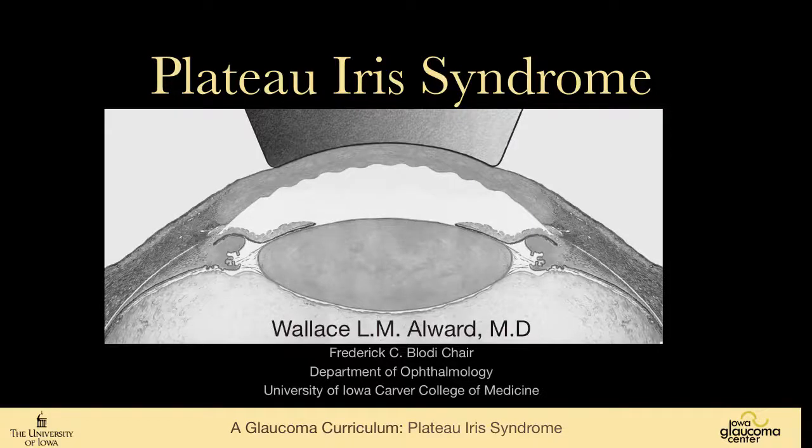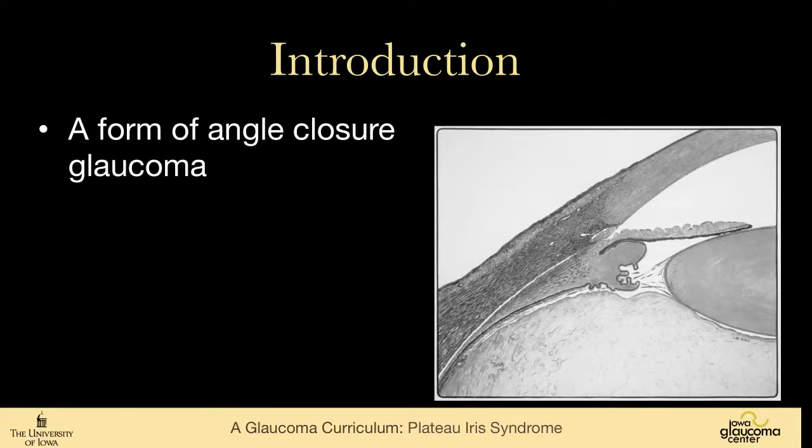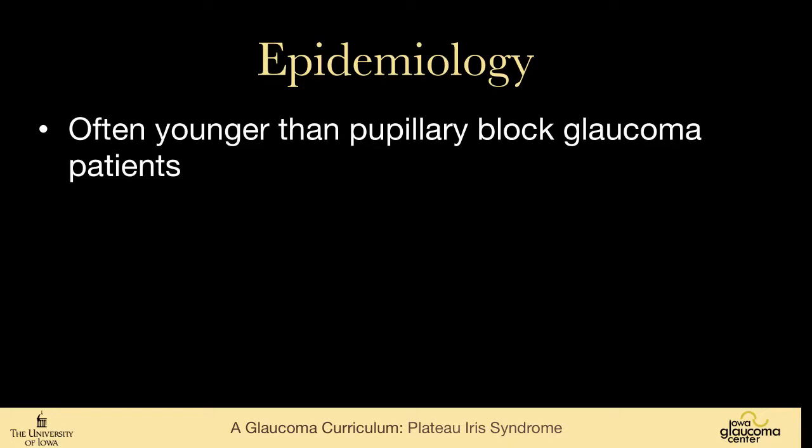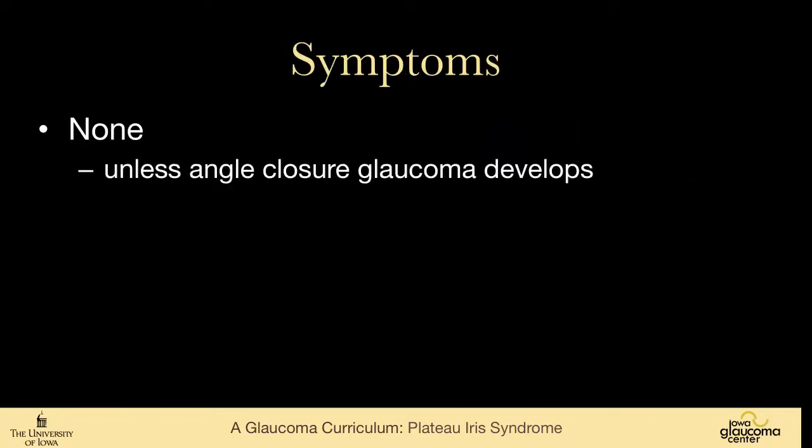We're going to talk about plateau iris syndrome, a form of angle closure glaucoma that's caused by an abnormally anterior ciliary body. So you can see in the picture on the right, this ciliary body that's holding the iris up towards the trabecular meshwork. This often occurs in people younger than the usual pupillary block glaucoma patients.